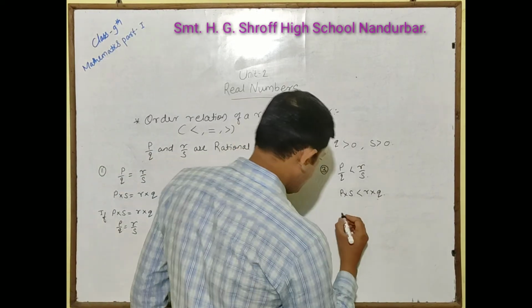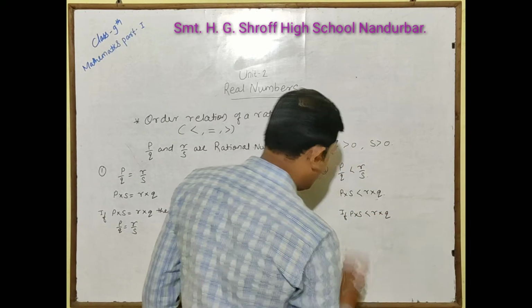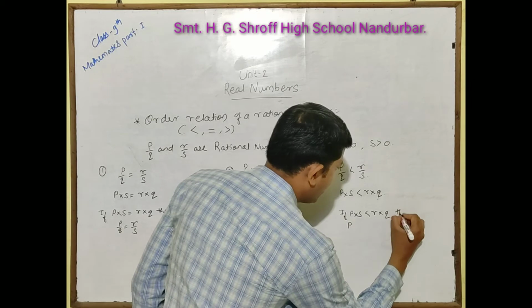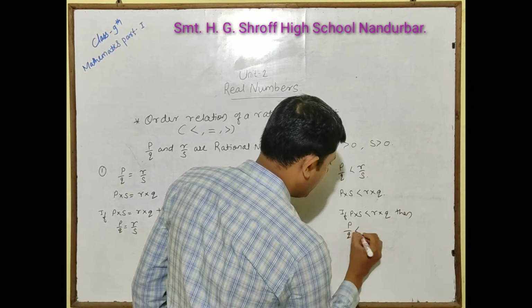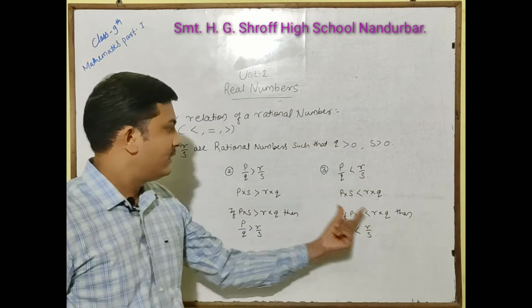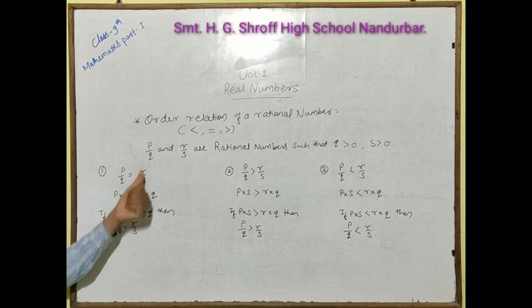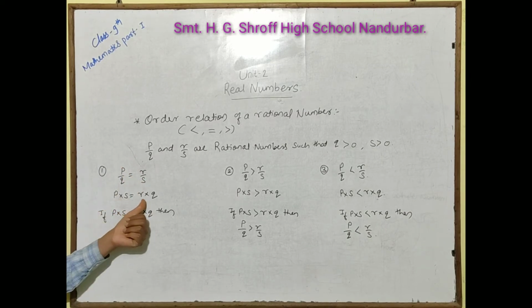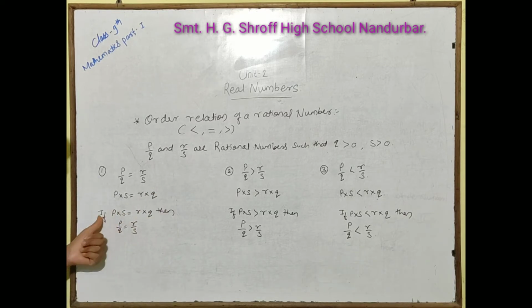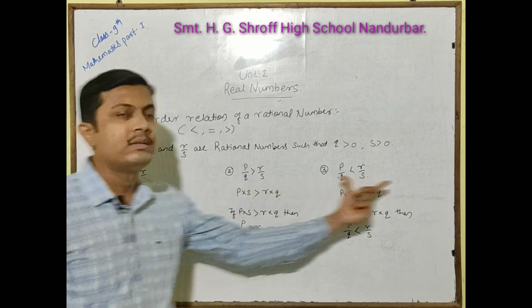Same way, if p into s is less than r into q, then p upon q is less than r upon s, or simply vice versa. If p upon q equal to r upon s, then we get p into s equal to r into q. Or in the reverse direction, conversely, if p into s equal to r into q, then p upon q equal to r upon s. This is applicable for all these three conditions.